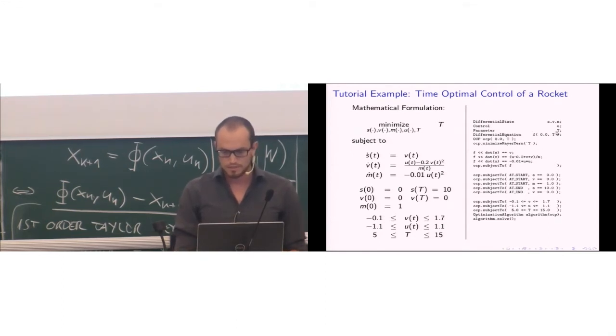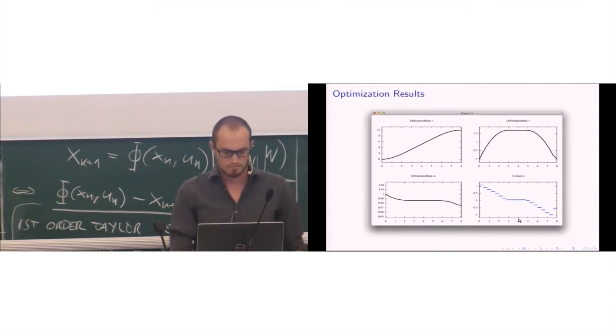So it's a differential equation f, an OCP object, to which we add the objective minimize t, and then we define our ODE in a way that is similar to the mathematical formulation. Then we add all our constraints, like we want to start from this position or these states and end up with these states, add some bounds, and just ask the algorithm to solve the problem.